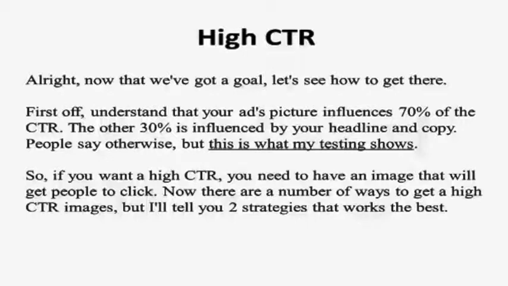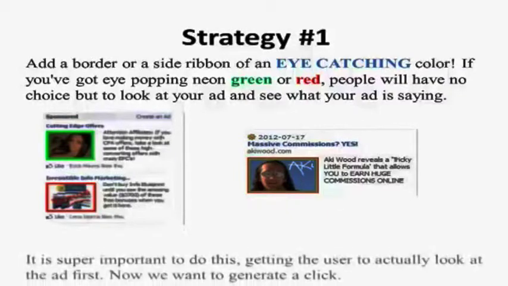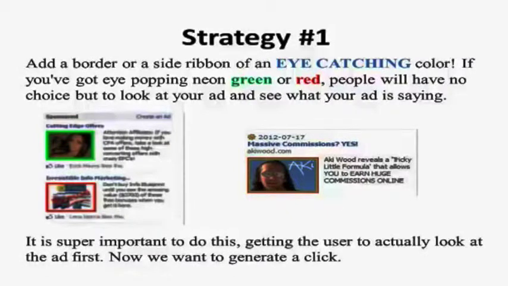Now, there are numbers of ways to get high CTR images, but I'll tell you 2 strategies that work the best. Add a border or a side ribbon of an eye-catching color. If you've got eye-popping neon green or red, people will have no choice but to look at your ad and see what your ad is saying. It is super important to do this. Getting the user to actually look at the ad is the first thing. Now we want them to generate a click.